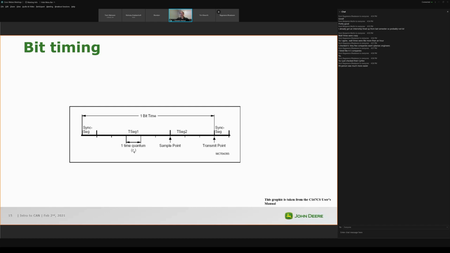So the time quantum is based on your CPU clock, in proportion to your baud rate. So a bit is 4 microseconds on a 250K baud, and if it's 500K, it's 2, and vice versa. And then you have segments. So you separate into 2 segments.